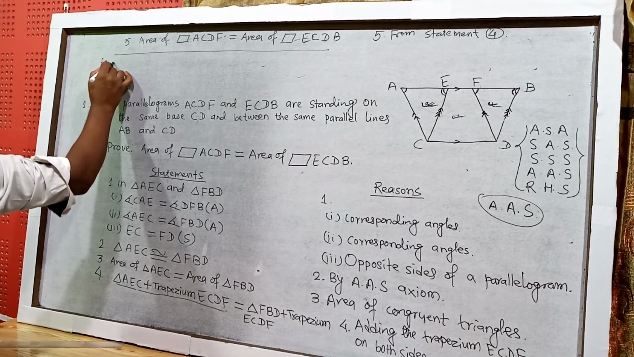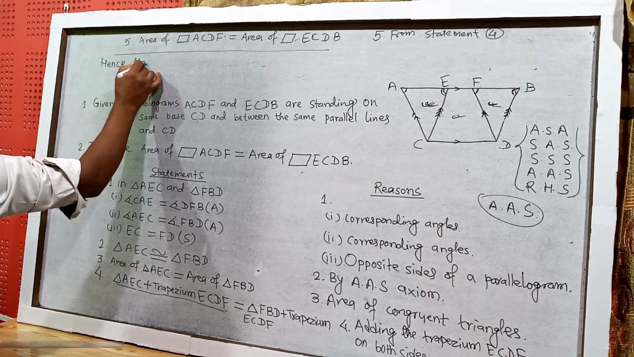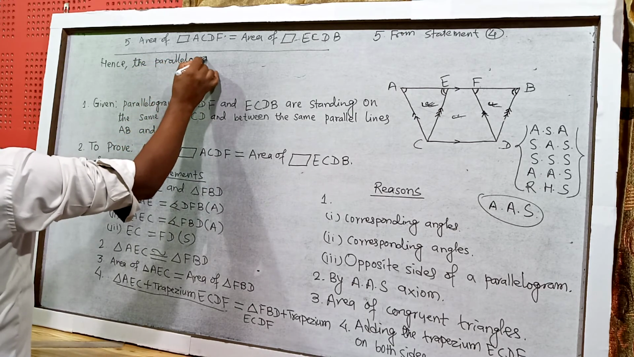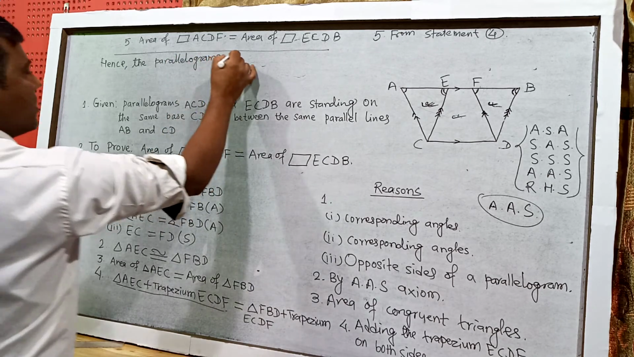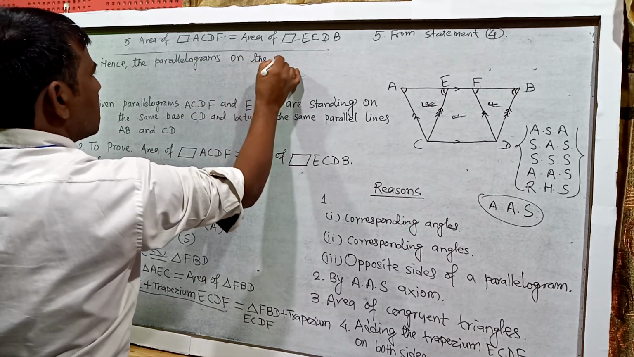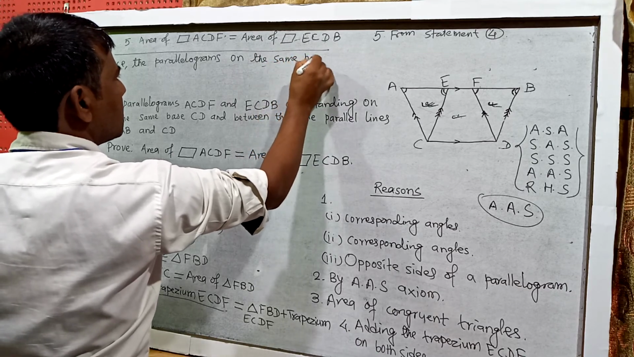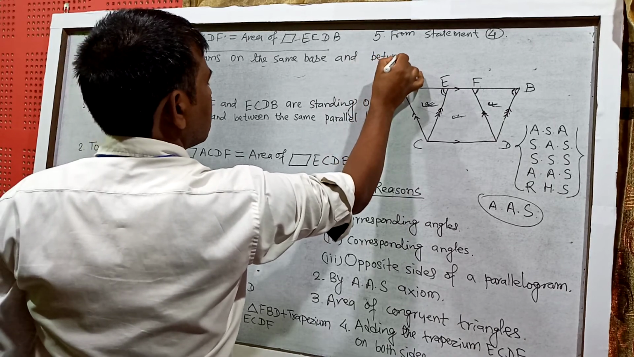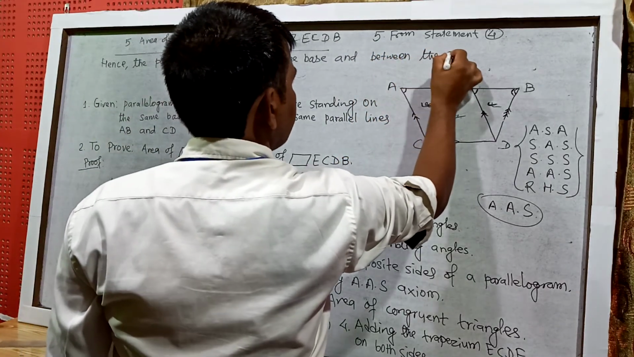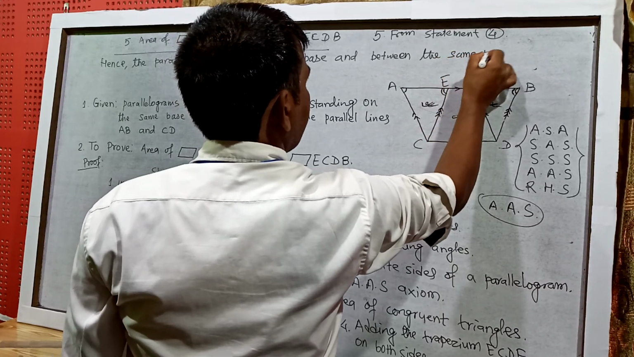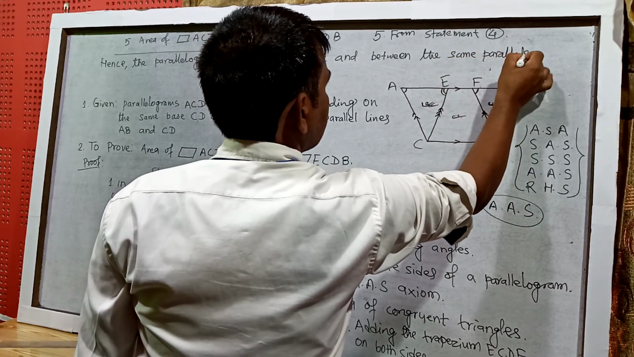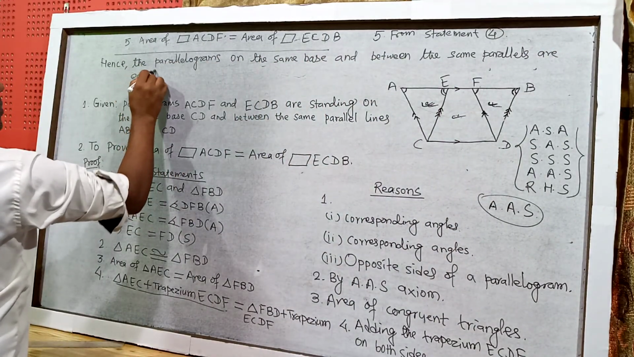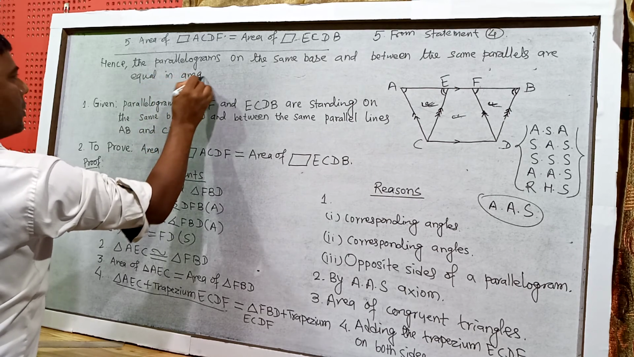So at last we should write, hence the parallelograms on the same base and between the same parallels are equal in area. Now proved.